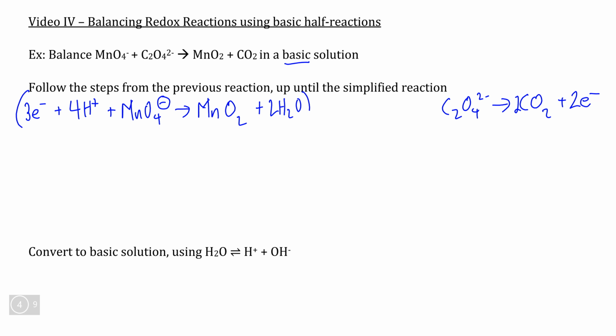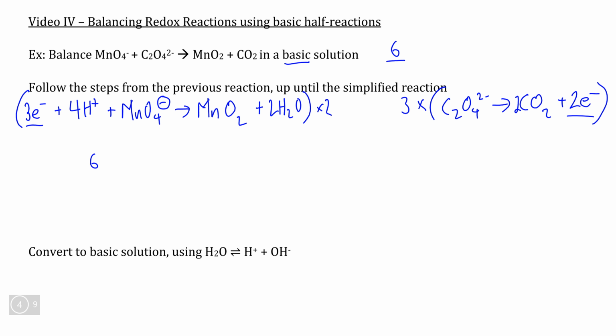So now we're going to combine our two half reactions, and we need to find the lowest common multiple between the number of electrons in each half reaction. 2 times 3 is 6, so this is our lowest common multiple, meaning we need to take our first half reaction and multiply by 2, and our second half reaction we will multiply by 3. So let's write out the combined reaction with these multiplications here.